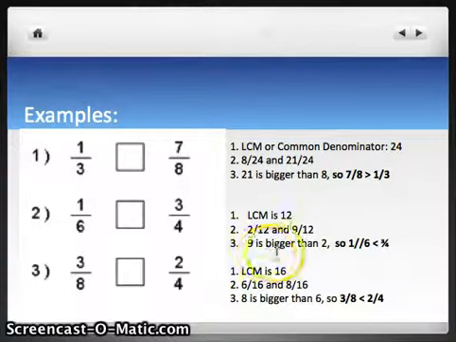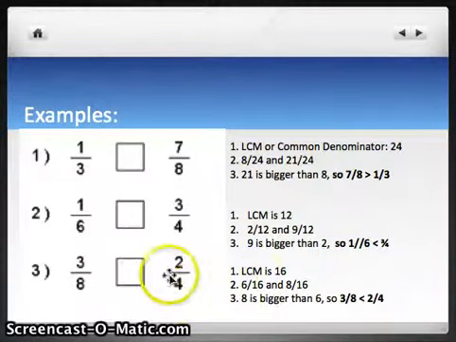1/6 and 3/4. The least common multiple is 12, or their common denominator, so I converted those to twelfths. 1/6 becomes 2/12, 3/4 becomes 9/12. 9 is bigger than 2, so 1/6 is less than 3/4.